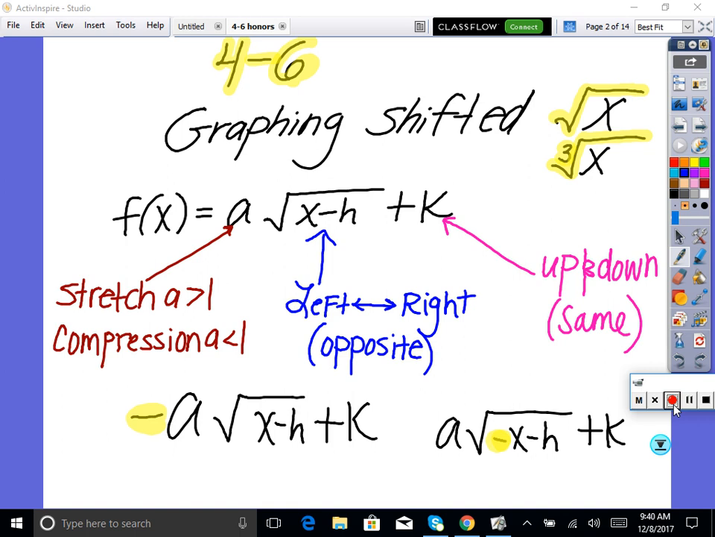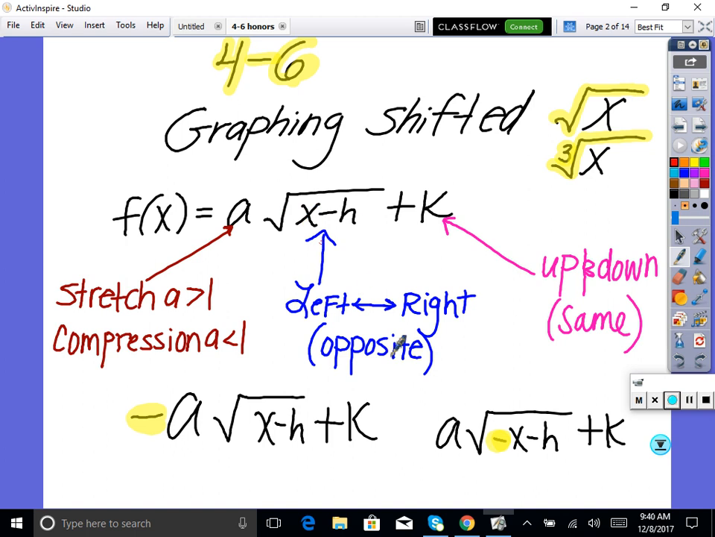So we know how shifting works. Shifting works the same for all shifted functions. So we're going to be graphing shifted square roots and cube roots. Now everybody look, here is what a shifted square root function looks like. It'll have this format. So if it looks like this, you can determine the shift from the parent function.